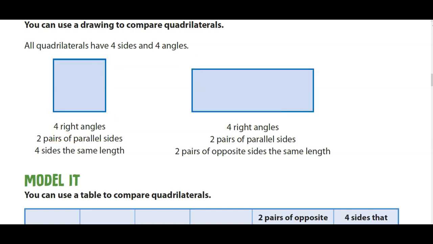The only difference is that in a square, all four sides are the same length. In a rectangle, it has two pairs of opposite sides of the same length. That means the left is the same size as the right. The top is the same as the bottom. That's the only difference.